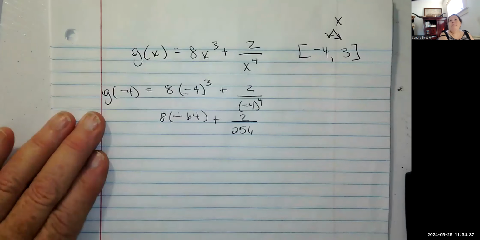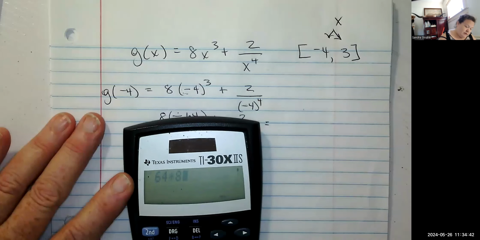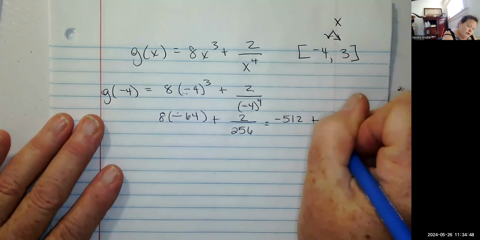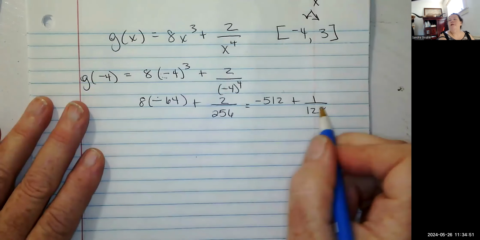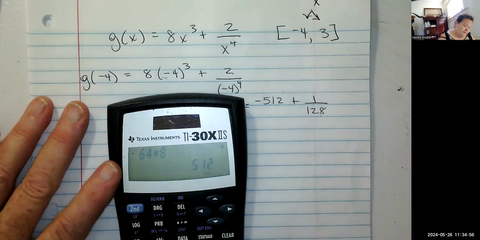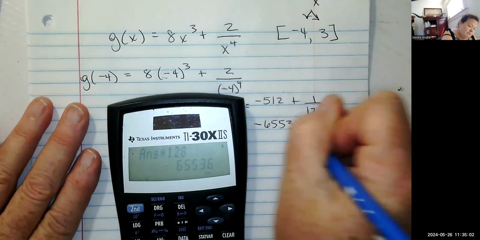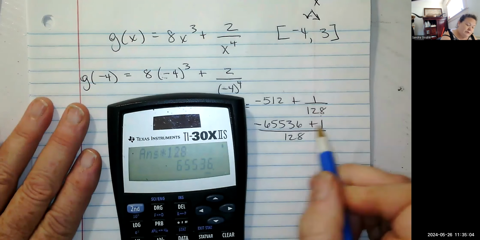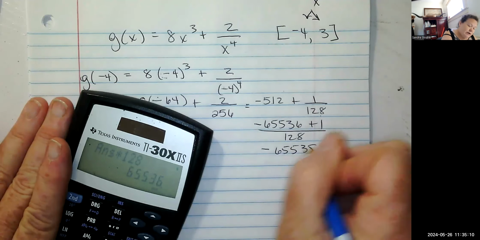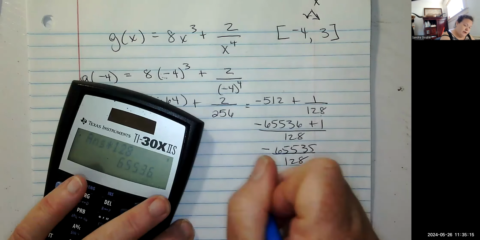All right, I'm going to reduce this real quick. That's going to give me 64 times 8 is 512, plus 1 over 128. Now I'm just going to find a common denominator for these two, which is 128. 512 times 128, and it's negative, so that's negative 65536 plus 1 over 128. I'm going to add the 1 to that, so that's negative 65535 over 128.